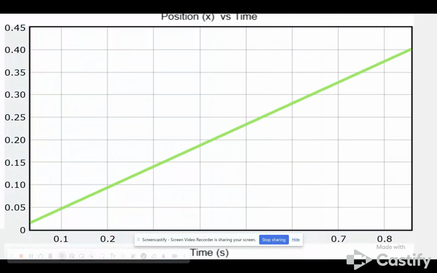This was the graph that was produced. Let's take a look at this graph together. Shown here is the position versus time graph of the cart's predicted and experimental position. As you can see, the results support my analysis because the graph is generally linear.